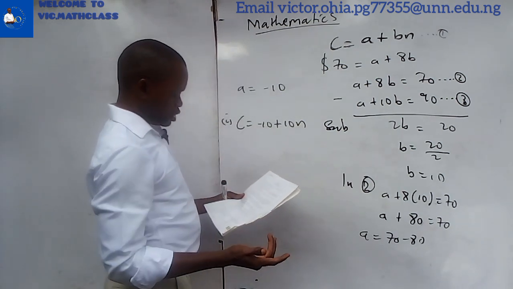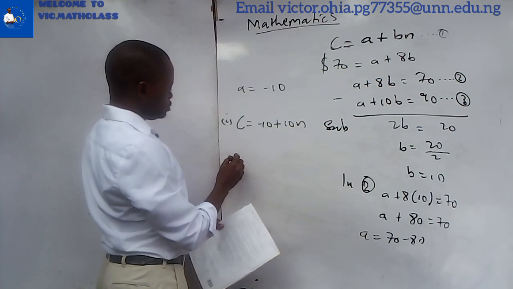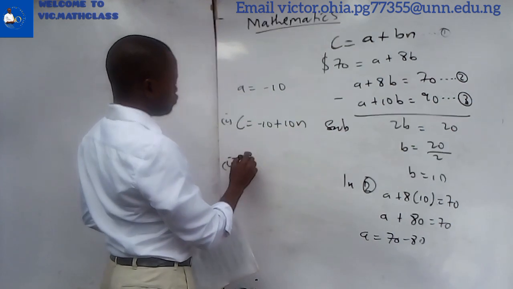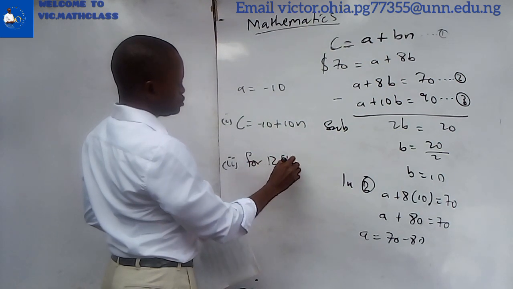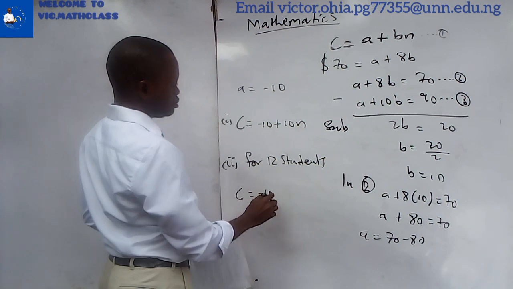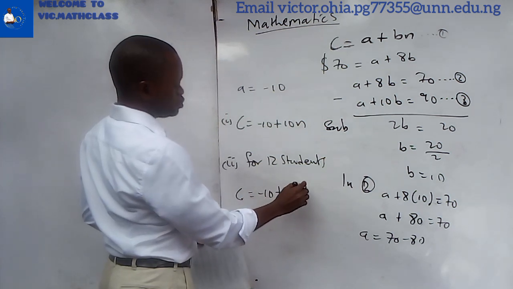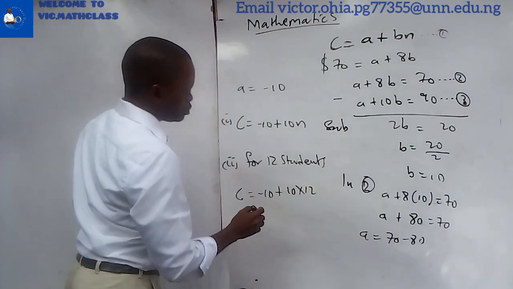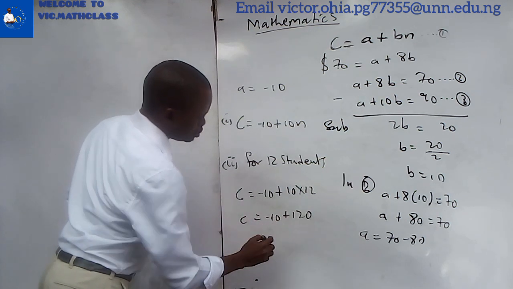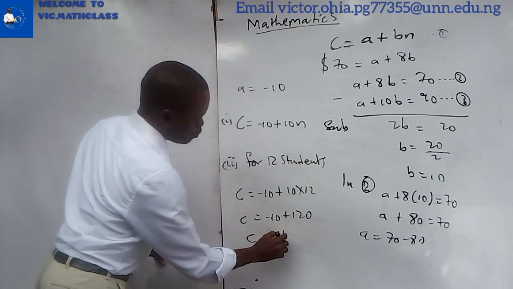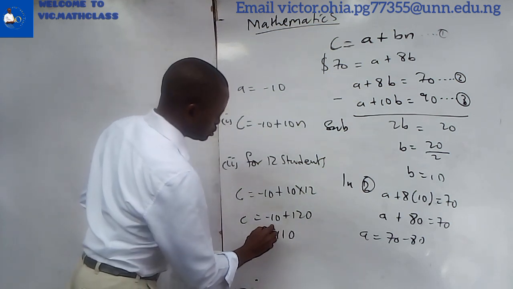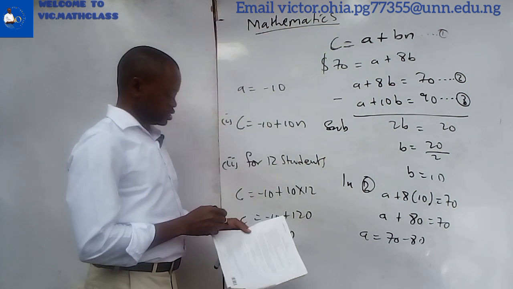With this information now, we can answer question II that says the cost of feeding 12 students. So for 12 students, C equals minus 10 plus, in brackets, 10 times 12, which is 120. So C equals minus 10 plus 120. So C equals 110. The cost will be $110. Put that unit of measurement for them.